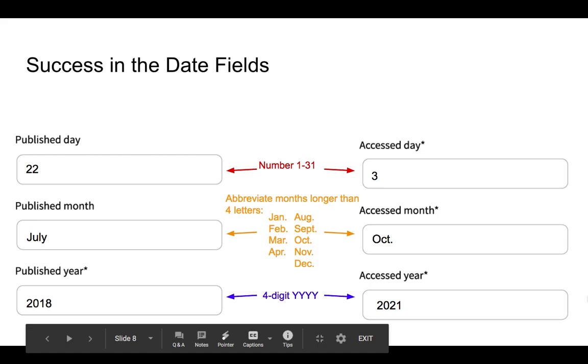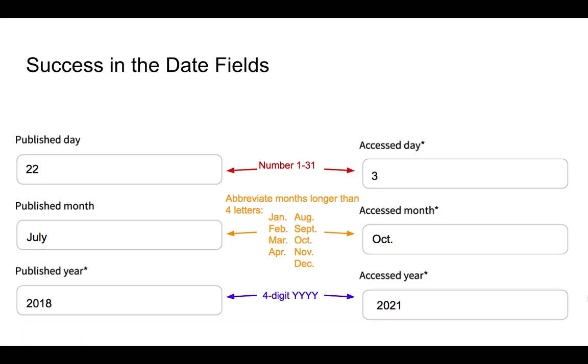The date fields are fairly straightforward. The publish day and access day are just going to be a number, 1 through 31. Months with more than 4 letters in the name are abbreviated with a period at the end of the abbreviation. So for example, July can be written out in full, whereas October would need to be OCT, period. And then the published or accessed year is a 4-digit number.